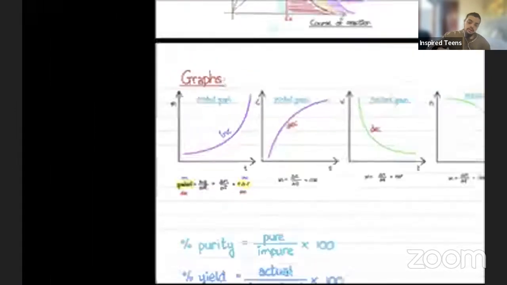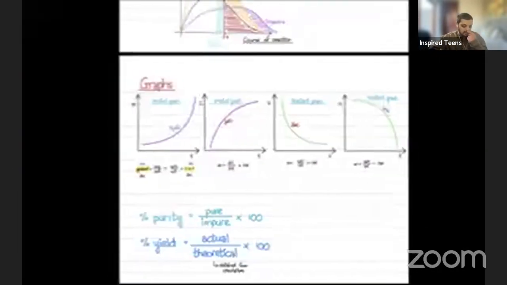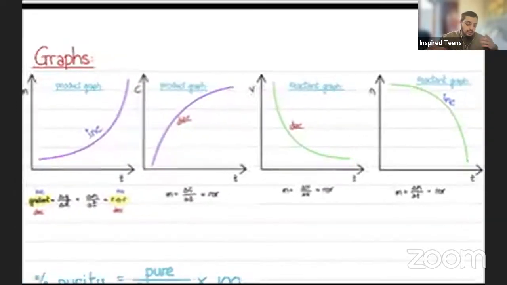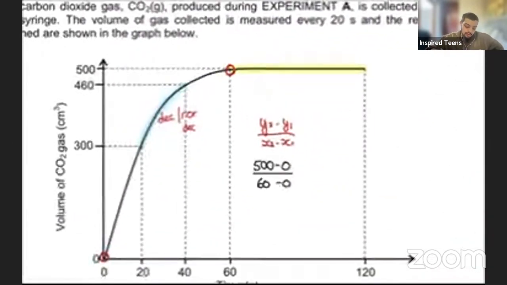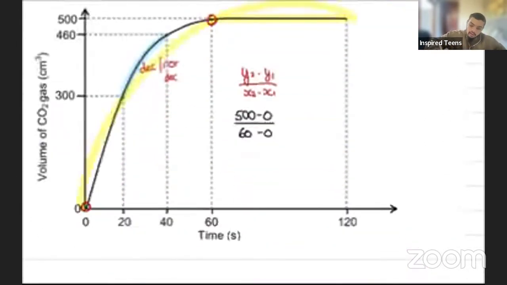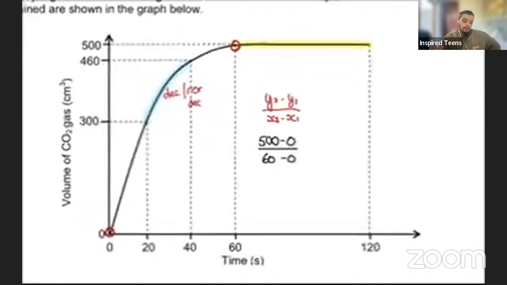So these are 2 product graphs and these are 2 reactant graphs, right? Whatever the product or reactant for that specific chemical equation might be, that's the one we're talking about. So yes, this is a product graph, and that's evident here. We can see that CO2 is a product, and we can see that it's increasing. So it's a product graph.